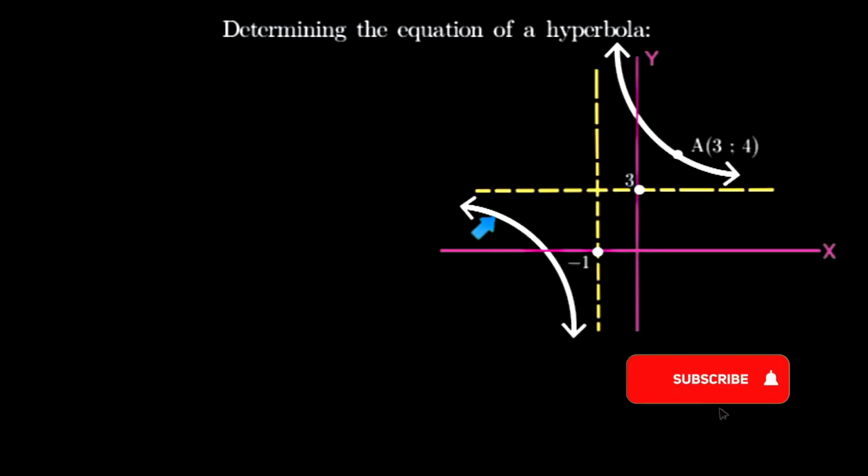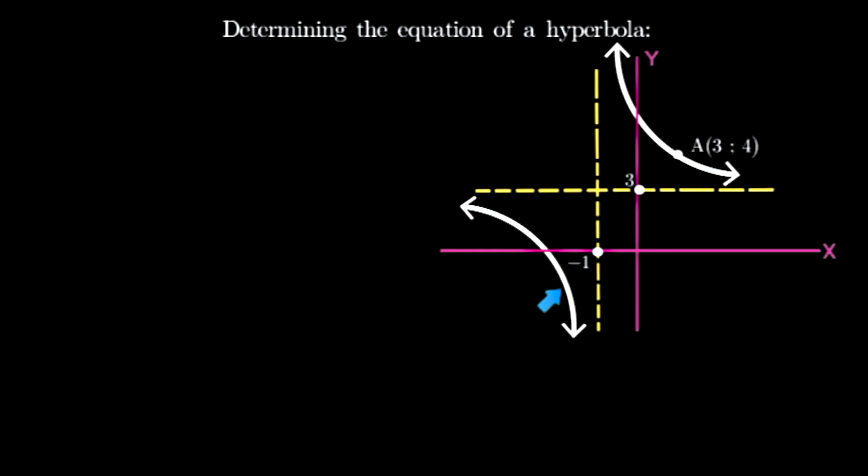In today's lesson, we are going to learn how to determine the equation of a hyperbola when we are given the graph. Now let's quickly look at the information here. Our hyperbola is drawn in the first and in the third quadrant. So what do we know from that? We know that a is going to be a positive value. We are also given this extra point on the hyperbola with the coordinates (3, 4).